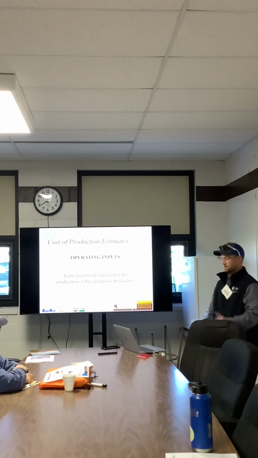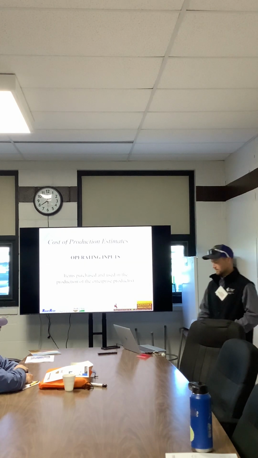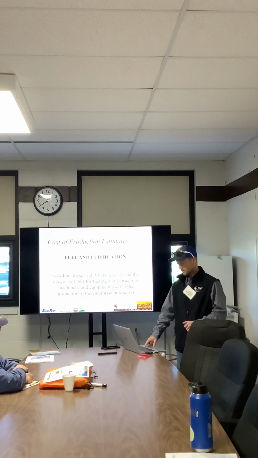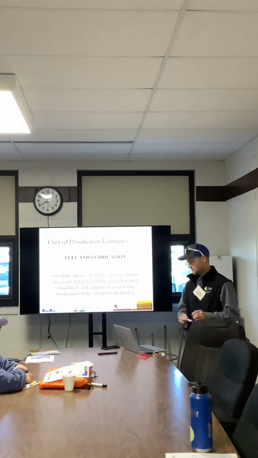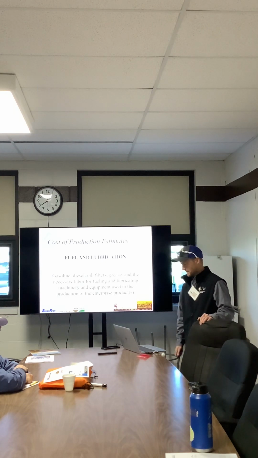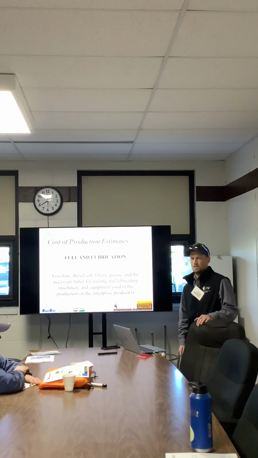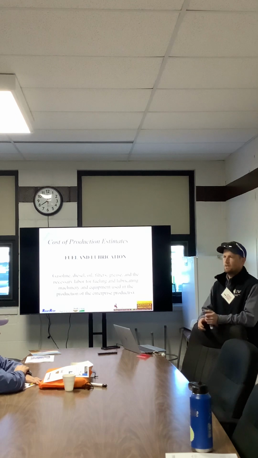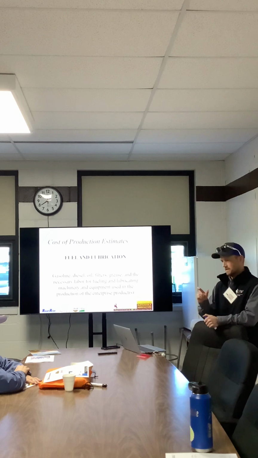So operating inputs, these are items purchased and used in the production of the enterprise product. Fuel and lubrication, we talked about that. Gasoline, taking your pickup to town to get the oil changed, filters, grease for your tractor, grease for your swather, and the necessary labor for fueling and lubrication of machinery and equipment used in the production of the enterprise product. And there are numbers out there you can go find. Typically, it's broken out in a budget, so there's a labor portion, and there's fuel and lubrication, based on the number of hours you're using equipment.